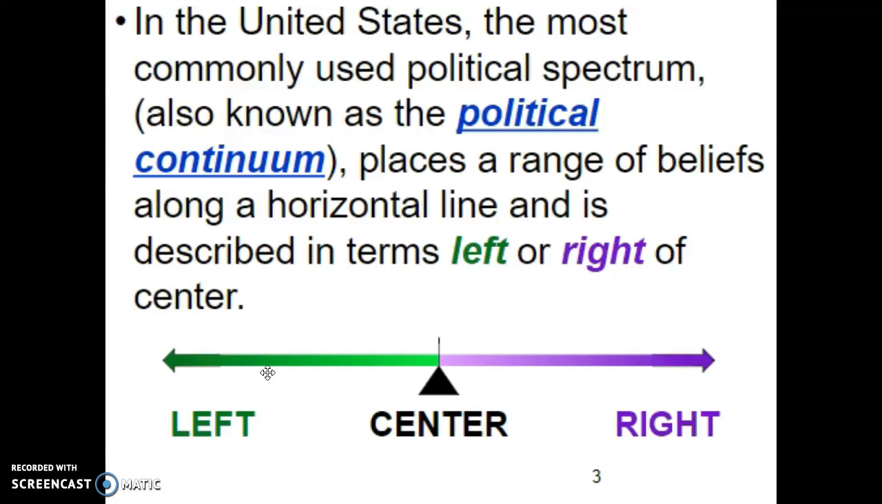So in the United States, the most commonly used political spectrum, also known as the political continuum, places a range of beliefs along a horizontal line and is described in terms of left or right of center. And again, you could be in the center, or you could even be an independent.